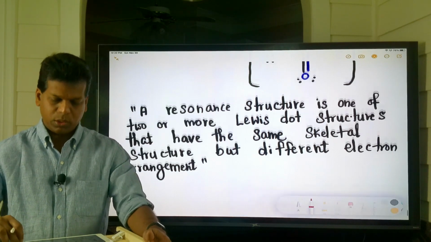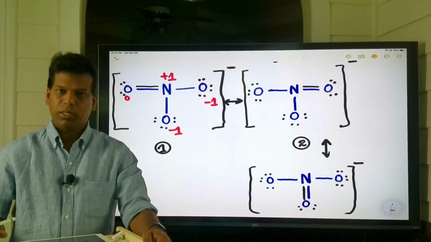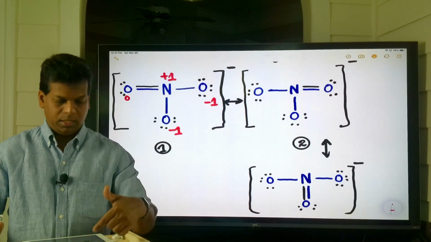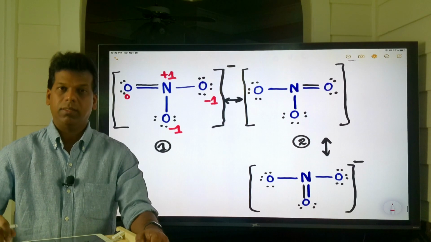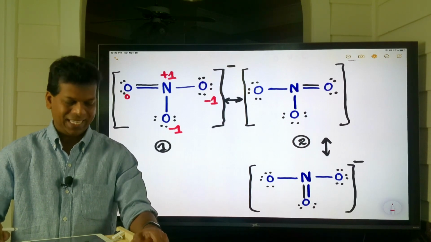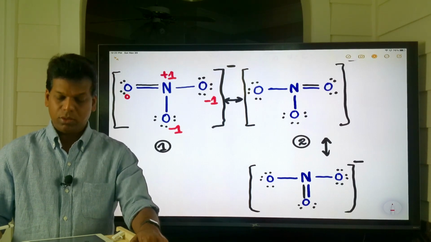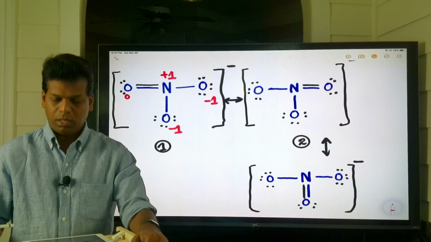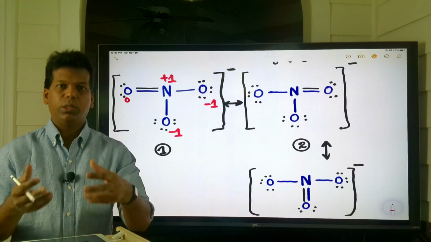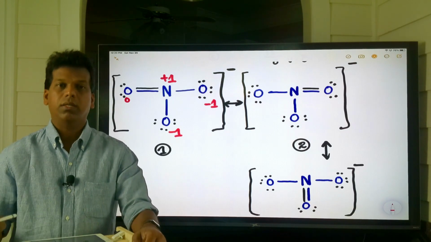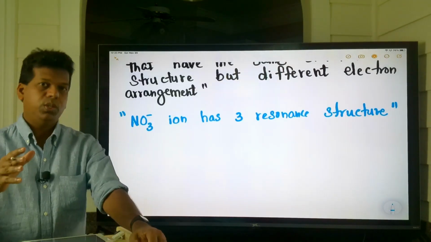We could see that here. This has the same skeleton but the electron arrangement is different. What I mean by that is, in structure 1, oxygen A and nitrogen have a double bond, so oxygen A has 2 lone pairs. But if you go to structure 2, oxygen A has 3 lone pairs and a single bond. Now oxygen B has 2 lone pairs and a double bond. So the electron arrangement is different. These are called resonance structures. Nitrate ion has 3 resonance structures. So I want you to understand this.